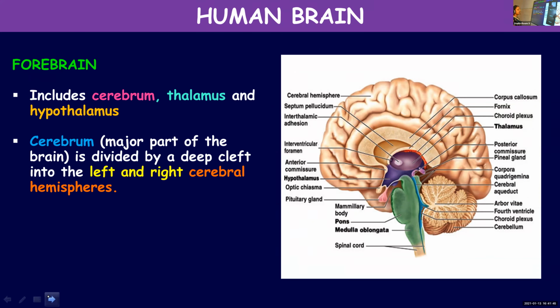Cerebrum forms the major part of the brain. The major part of the brain is made up of cerebrum, and it is divided into two parts, two hemispheres. It's the largest part of our brain, and it is divided into right and left cerebral hemispheres.